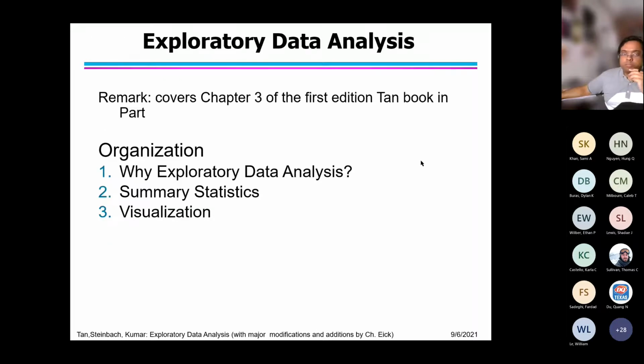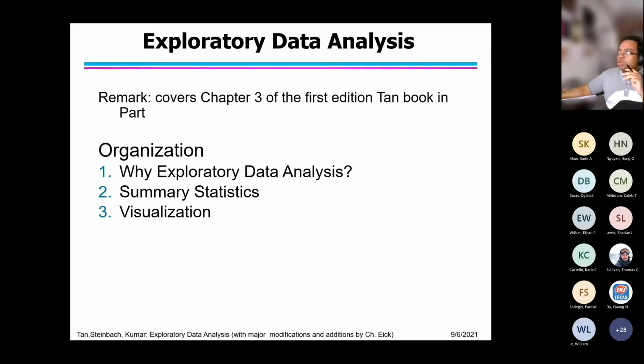So let us begin with exploratory data analysis. First of all, if you have the Tan, Steinbach, Kumar book that has been recommended, you are going to need the first edition to find exploratory data analysis, because they removed that section and merged it with other data mining material. So if you have that book, take a look there. Today we'll be talking about why we need to explore before doing data analysis, and what kinds of statistics we will be using for data analysis.